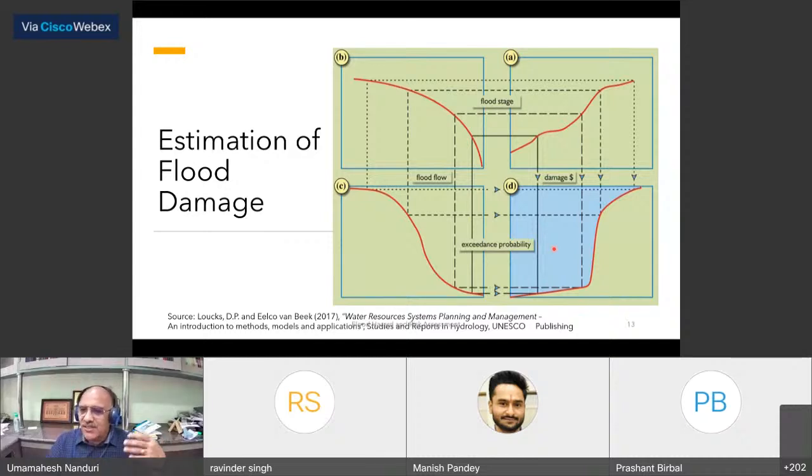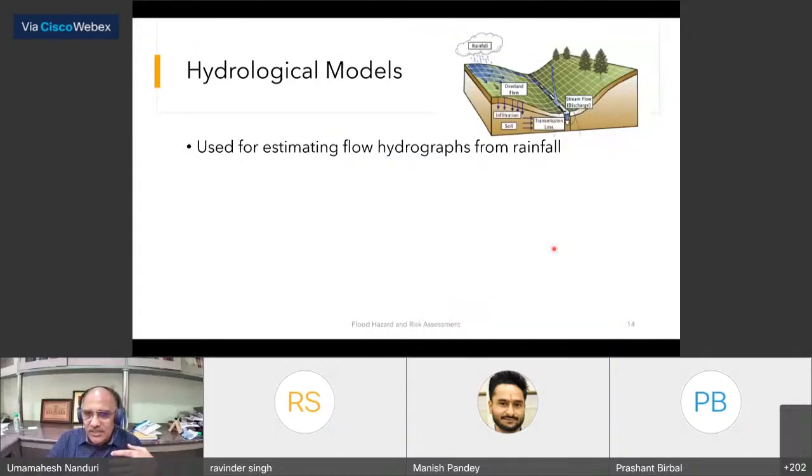So in such situations, we depend on rainfall, and from rainfall, we translate that into flow. So we need to depend upon hydrological models. The hydrologic models are used for estimating flow hydrographs from rainfall. So what we're trying to do is, these hydrologic models help us to transform the rainfall data into the flow data.